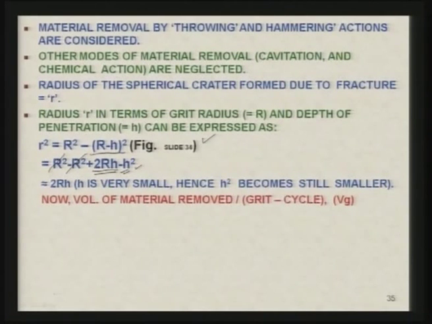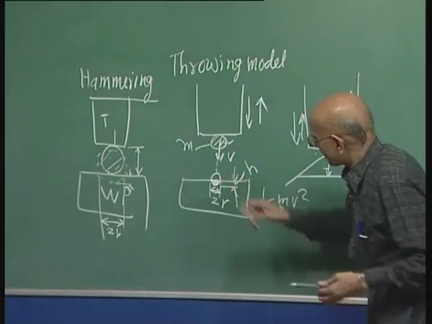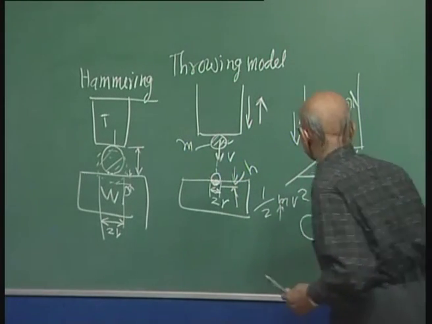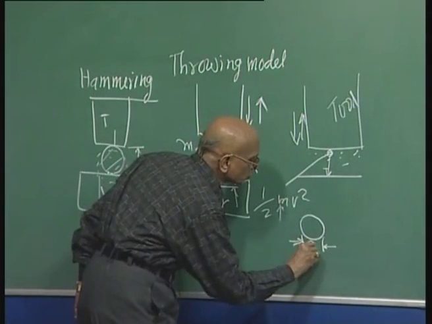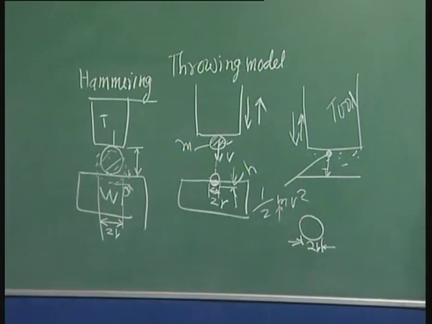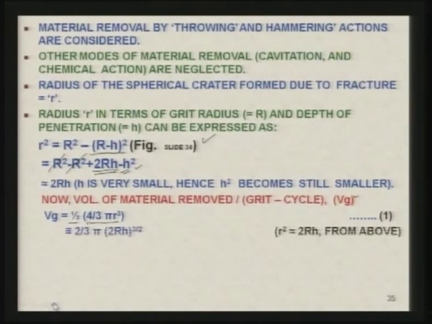Now, the volume of material removed per grit per cycle is represented by V g, where g is the suffix. So, V g becomes half of 4 by 3 pi r cube. This 4 by 3 pi r cube gives the volume of a sphere. Now, this has been taken as a sphere with diameter equal to 2 r, so half of that is taken as the volume of that particular sphere. If you simplify, it becomes 2 by 3 pi r cube.